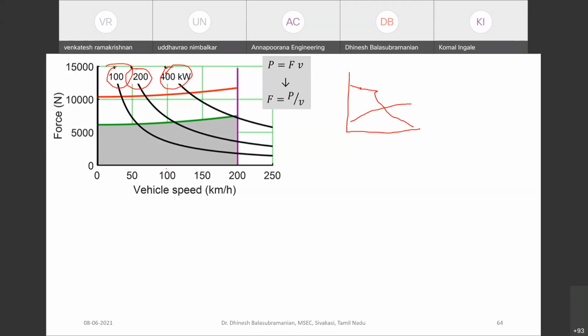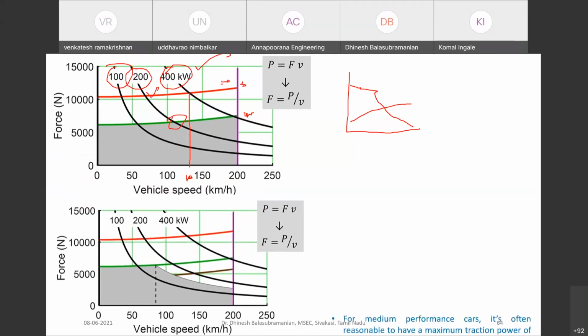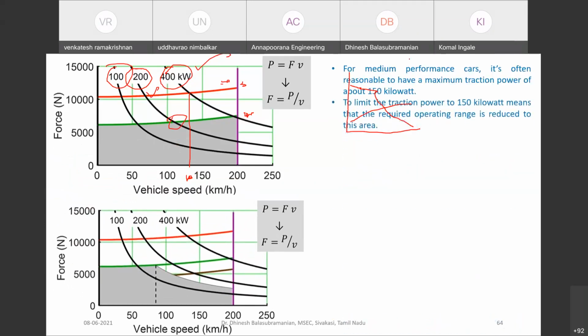Either you think you need to deliver this, which is 4 meters per second with zero gradient, and this is 4 meters per second with 30% gradient. If you assume your vehicle should deliver 4 meters per second and 30% gradient at 125 RPM, you need to pick a 400 kilowatt power motor. And if you think this particular plot itself is enough, you need to pick a 200 kilowatt power motor. So according to your particular case, you need to choose whichever motor you are interested in.